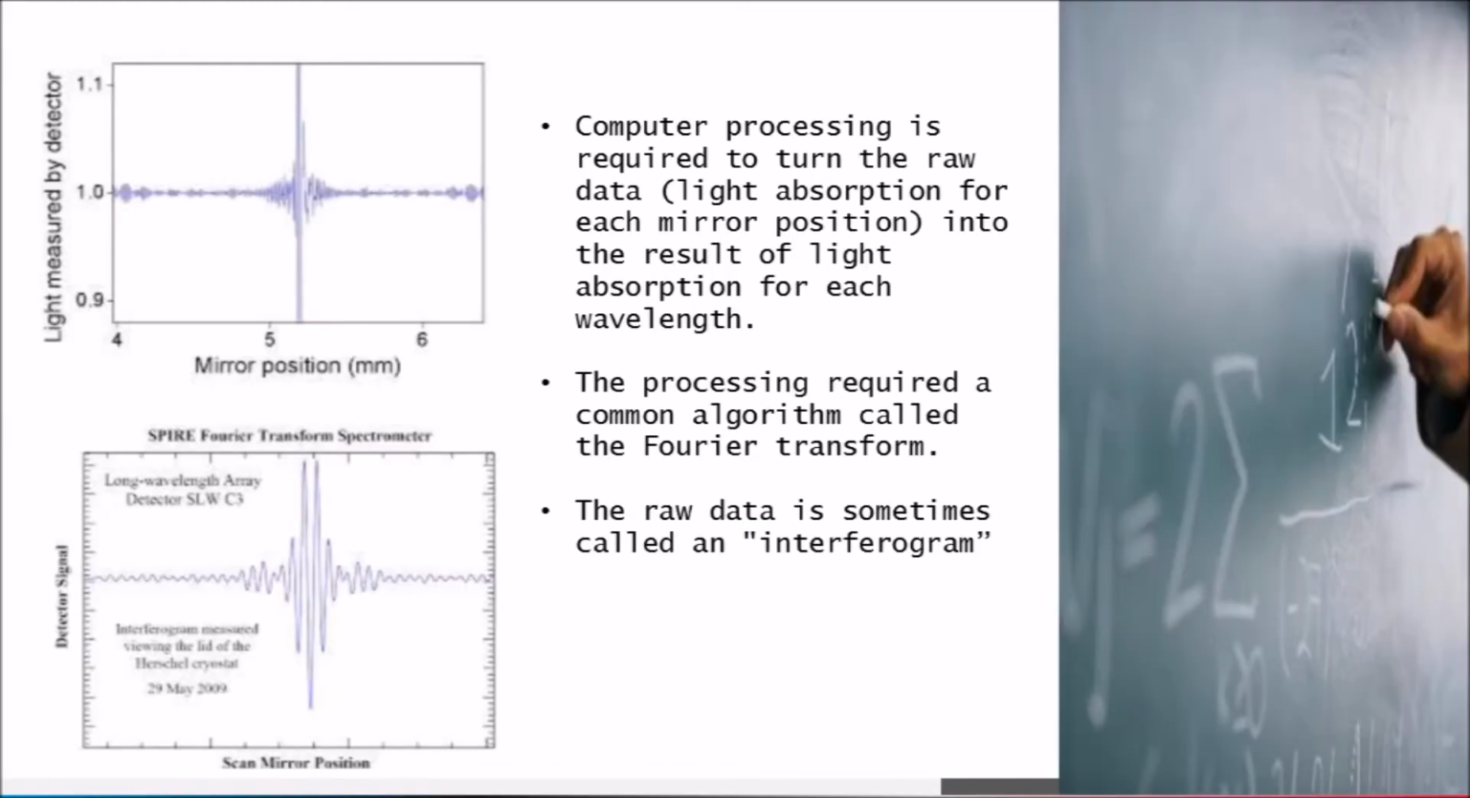Computer processing is required to turn the raw data, which is light absorption for each mirror position, into the result of light absorption for each wavelength. The processing requires a common algorithm called the Fourier transform. The raw data is sometimes called an interferogram.